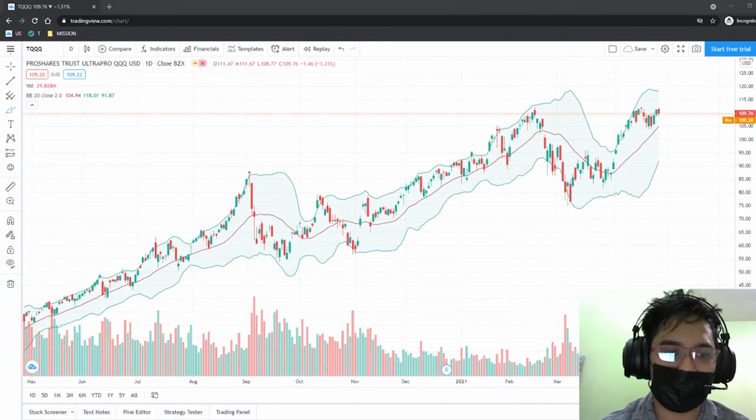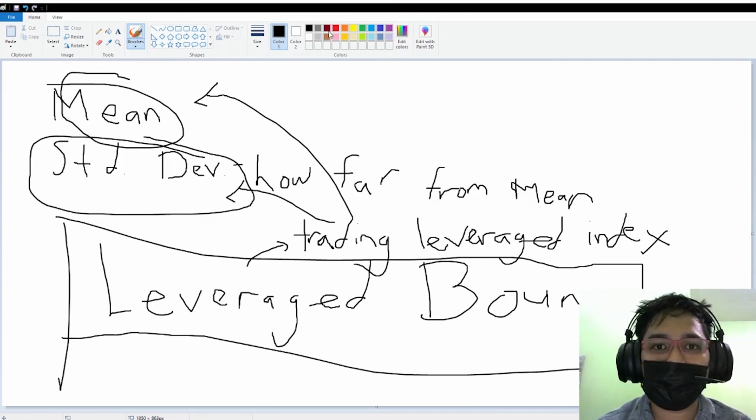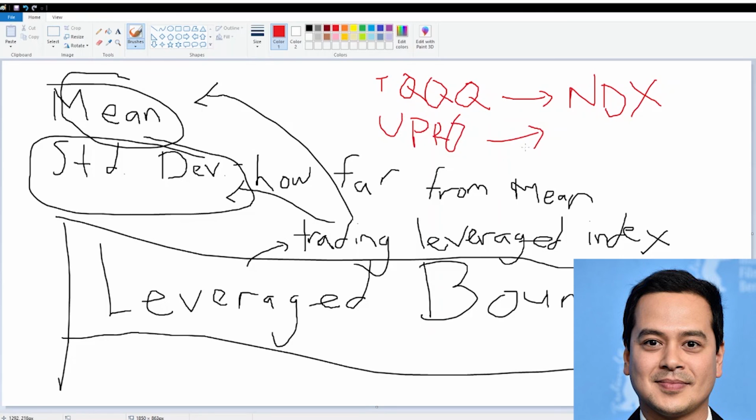TQQQ for NDX. This is just one of the choices. UPRO for SPX. Okay, so that's it. That's my strategy called leverage bounce.